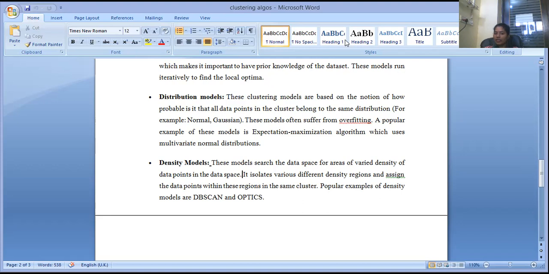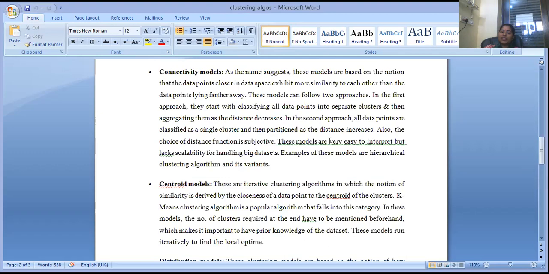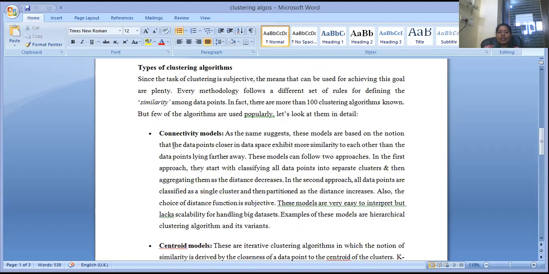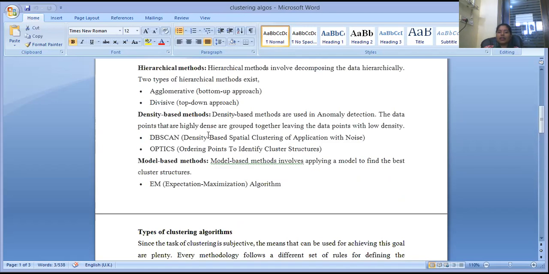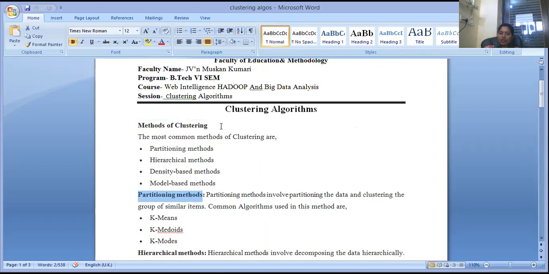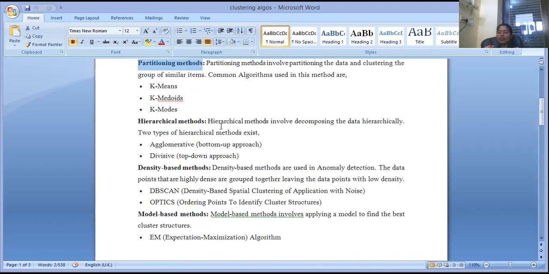But I just want to tell you some questions which might arise from this session. That will be the types of clustering algorithms. Explain the connectivity models with an example. Why are density methods important? What is the importance of this one? What functions are provided by the partitioning method, and what is the importance of this one, isn't it? This type of question may arise, so please be prepared for all these types of questions.